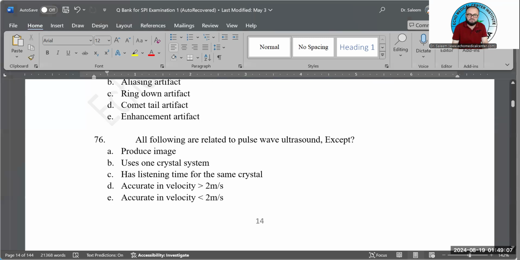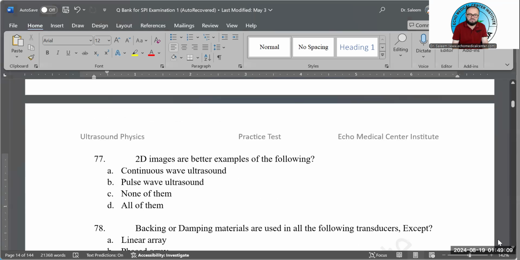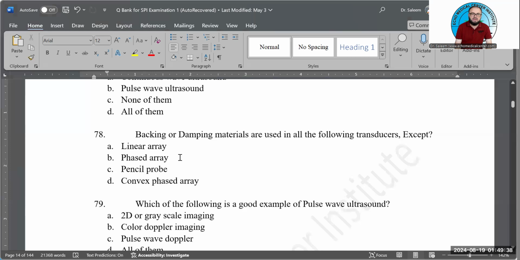What is that question for? 2D images are a better example of the following. What do you think? 2D, grayscale imaging. Continuous wave ultrasound, pulse wave ultrasound, none of the above, all of the above. I think that's a very simple question. Yes, of course, B is the correct answer. When we say image, it means a picture. So a picture is only produced with the pulse wave ultrasound. That is correct. Let's do 3 more questions, and that's it.